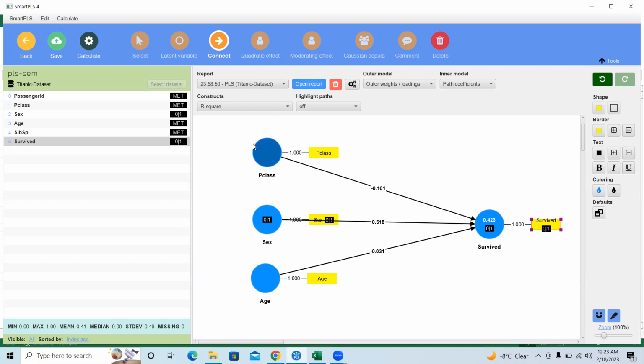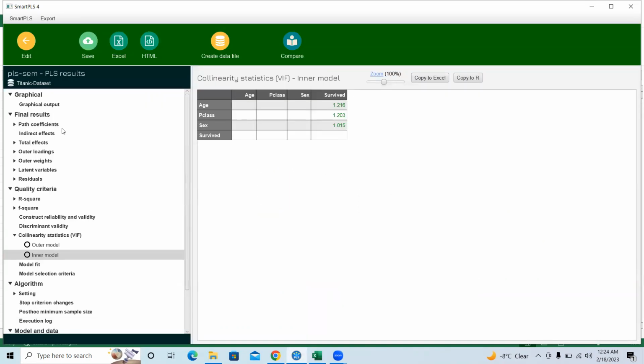But remember, since SmartPLS only has a student license, the first 100 were taken out of the whole population of 891. So it is a sample of 100, a convenience sample; let's say the first 100 was taken. So this value may not actually reflect the population, but due to the restrictions we have using this SmartPLS software, we took the first 100. But let's see what we got about the other values.